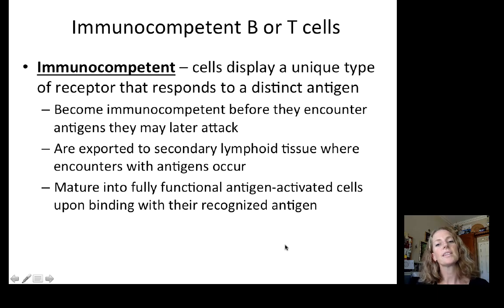So in order to do this, B and T cells have to become what's called immunocompetent. That means that they display a particular type of receptor that responds to a particular type of antigen. I'm realizing that we're using the word antigen, but we haven't completely defined it yet. So let me show you briefly what an antigen is.